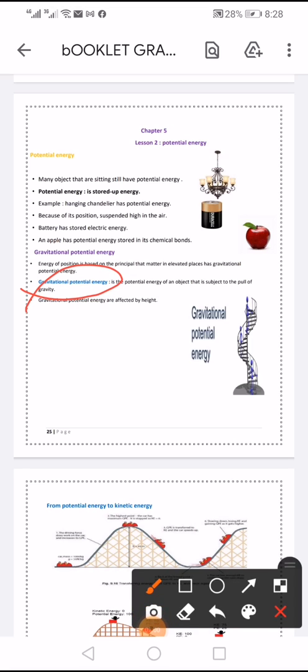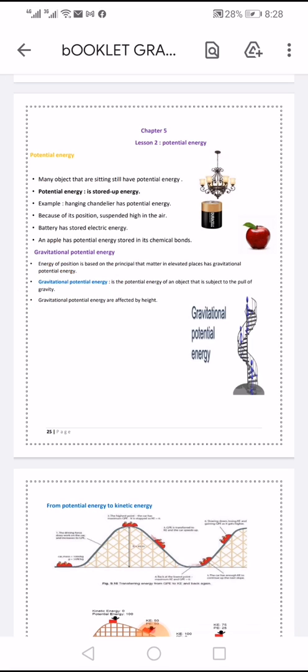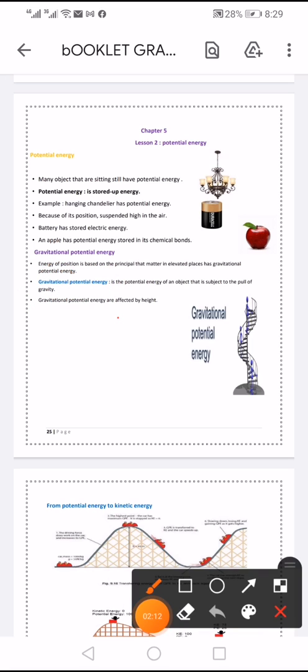This is stored energy, but which kind? This is potential energy, or stored energy. Which kind of potential energy? Gravitational. Gravitational depends on gravity. Gravitational potential energy is affected by height.